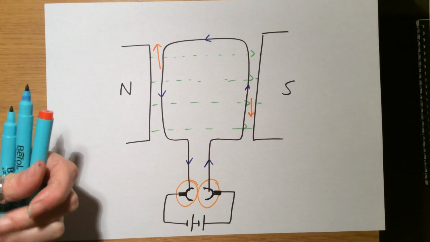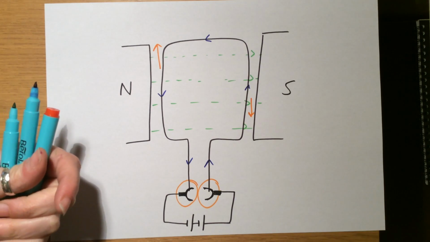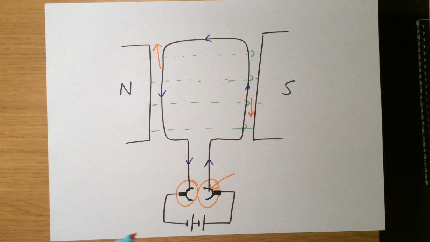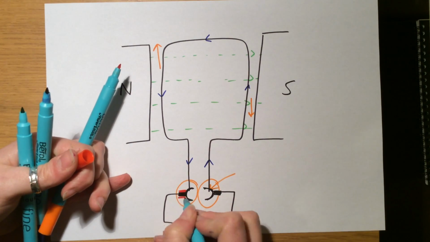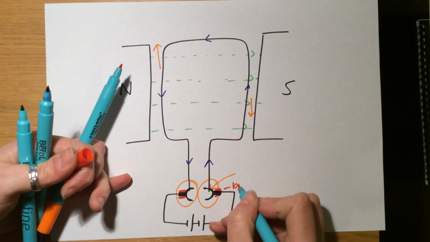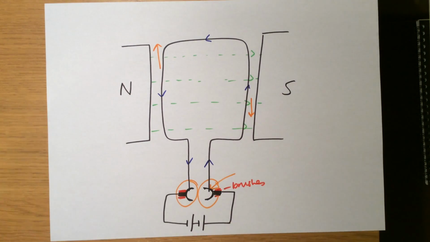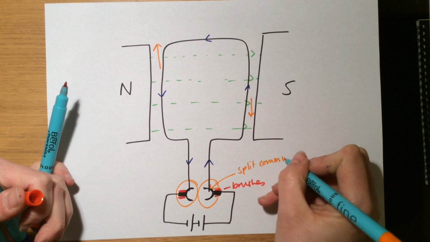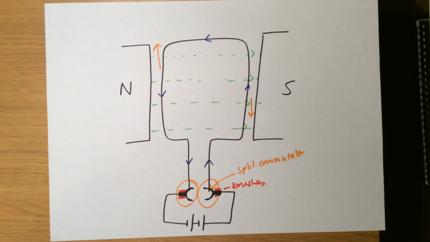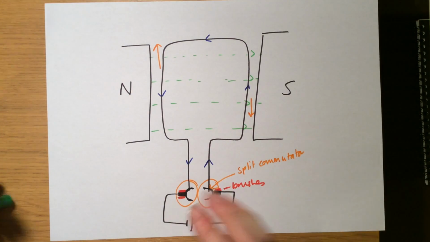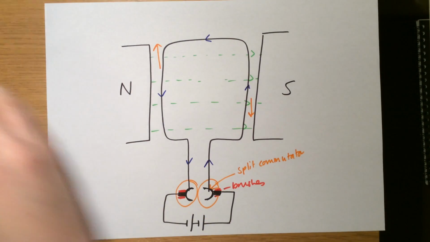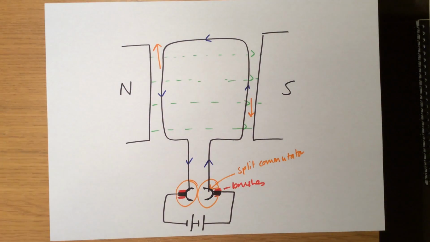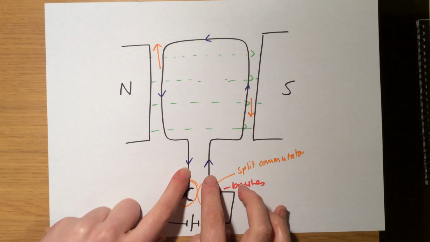Now this is called a commutator and a split ring, and it's got brushes. These things are split ring commutators, and here, these bits, I'm not really drawing them very well, these are brushes. So let me write that down: that's a brush, and this is a split ring. I always spell this wrong, commutator. Now the brushes mean that these aren't actually attached, they're just brushing past like this. And the split ring means that these two halves aren't attached to each other.